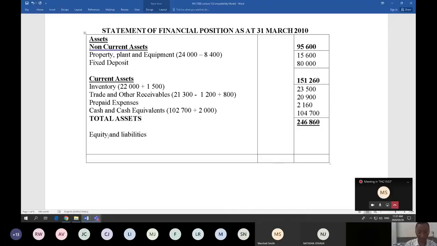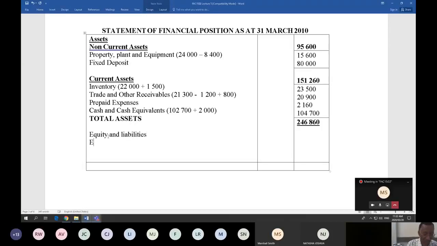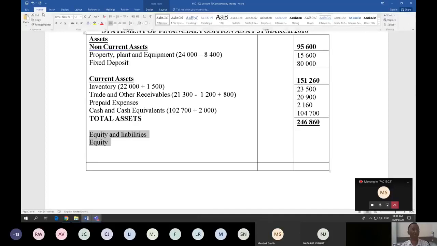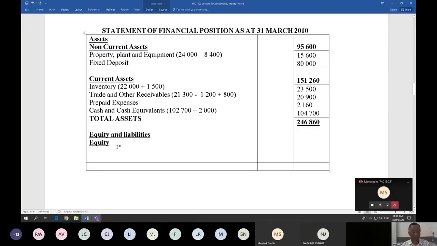Equity and liabilities. So we first of all take a look at our equity. The bottom section is called equity and liabilities, and we first take a look at our equity. Equity consists only of our capital. That is our equity. So your equity, guys, is your amount of capital. You want to know what is the value of capital at the end of the financial year.